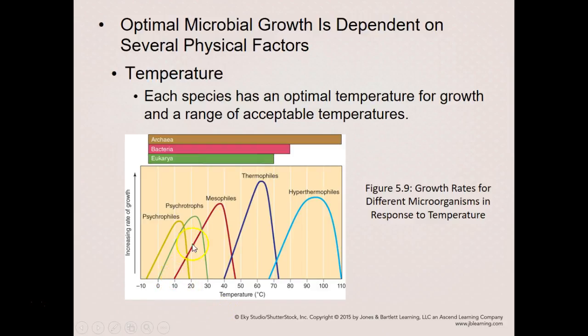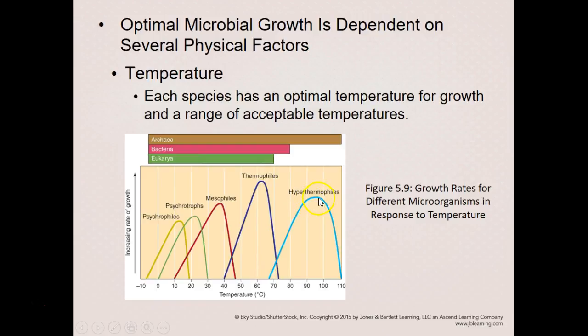Mesophiles are organisms that grow best at about 35 to 37 degrees Celsius. They can grow all the way up from about 10 degrees Celsius to close to 47 degrees Celsius. And then we have our thermophiles. Thermophiles are organisms that grow, again, best at about 63 degrees Celsius, but they can grow anywhere from close to 40 all the way up to almost 75 degrees Celsius.